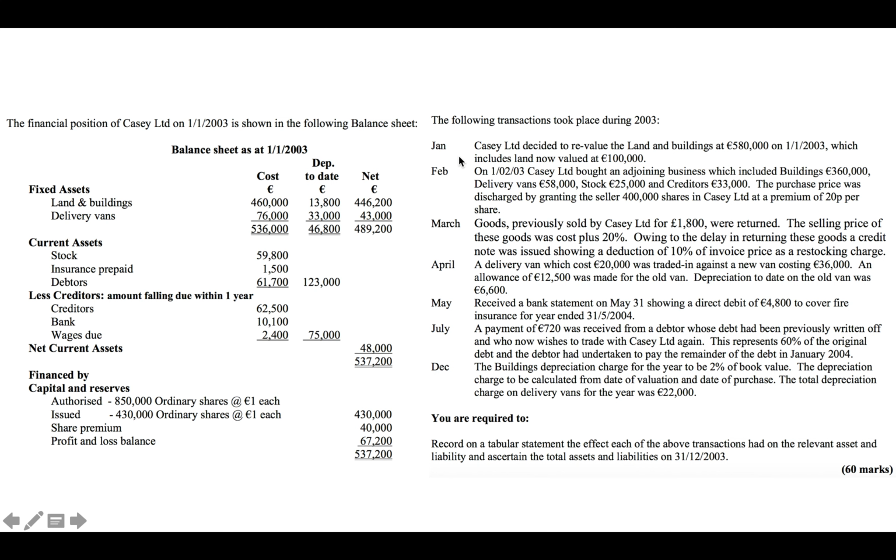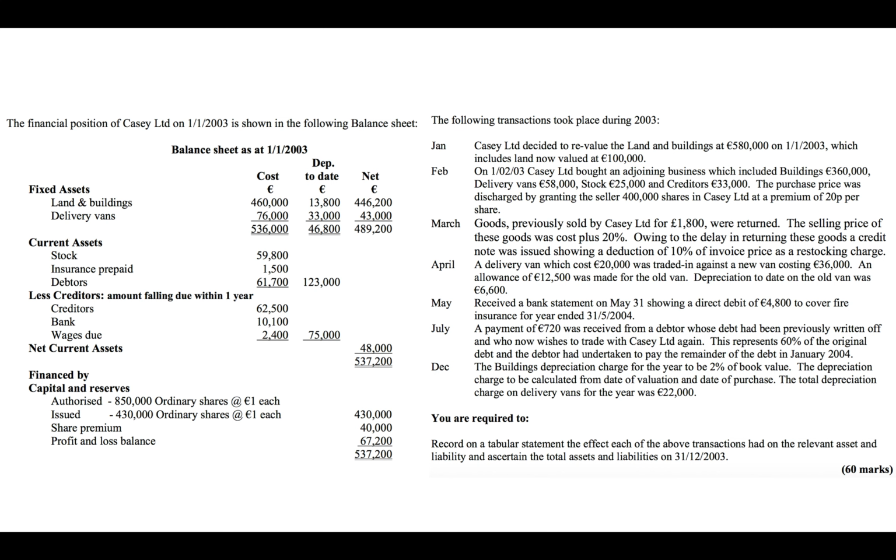In January, Casey Limited decided to revalue the land and buildings at €580,000 on the 1st of the 1st, 2003, which includes land now valued at €100,000. In February, on the 1st of February 2003, Casey Limited bought an adjoining business which included buildings €360,000, delivery vans €58,000, stock €25,000, and creditors €33,000. The purchase price was discharged by granting the seller 400,000 shares in Casey Limited at a premium of 20 cents per share, that should say.